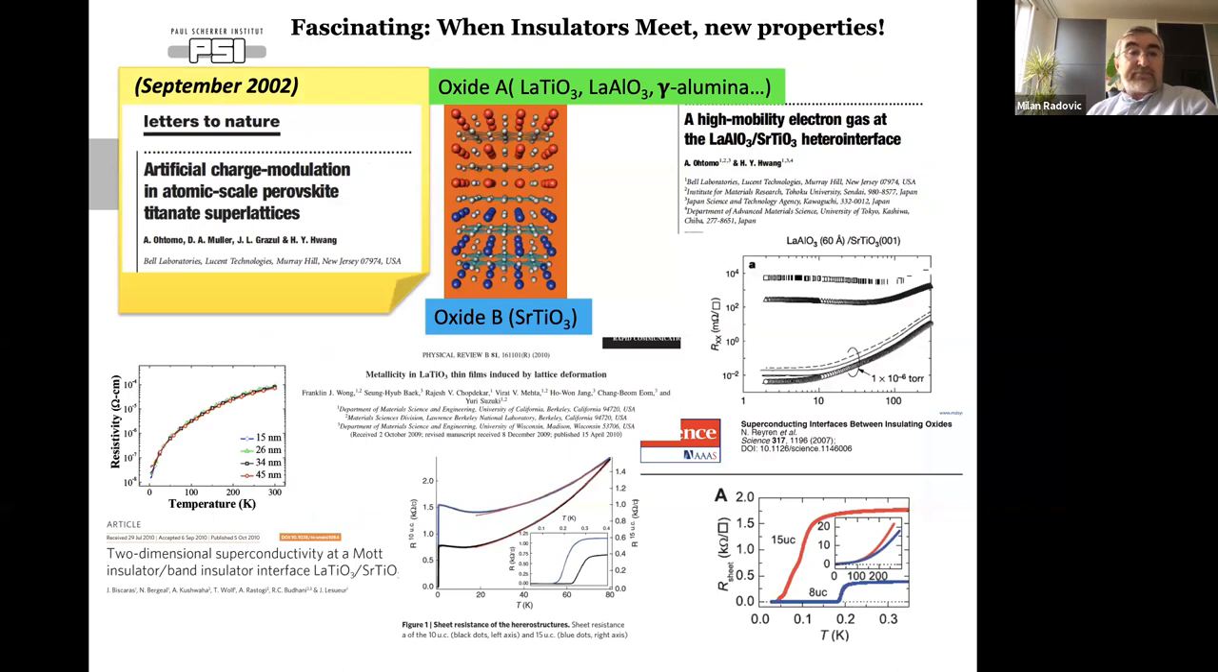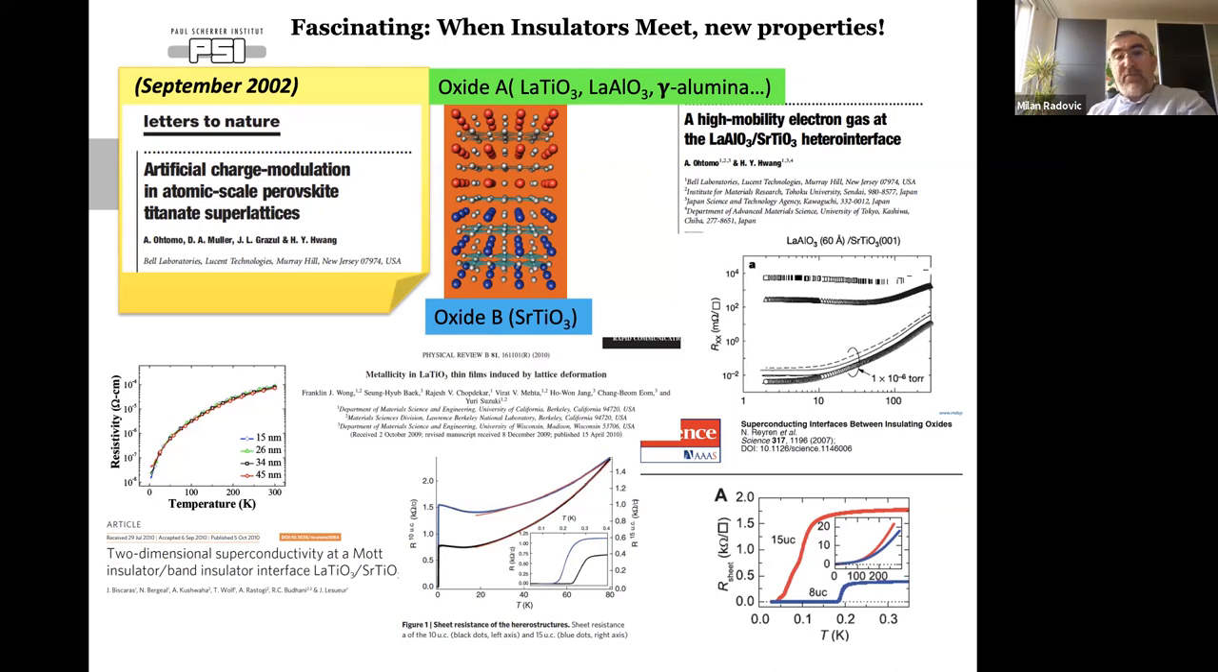When did this big field using the low dimensional electronic system, mostly on the titanates, start? It is 2002. In 2002 came one paper, very famous, at least for me, which is artificial charge modulation in atomic scale perovskite titanate superlattice. It was reported for the first time that there is high conductivity in this system. After that, there were plenty of papers saying how you can tune this conductivity, how you can go even to superconductivity, about the magnetism which is there, and so on and so on.